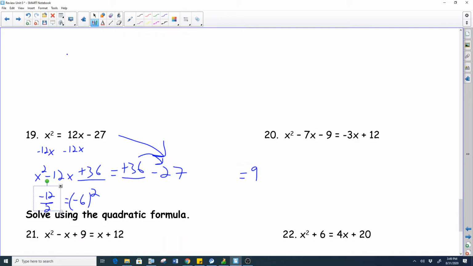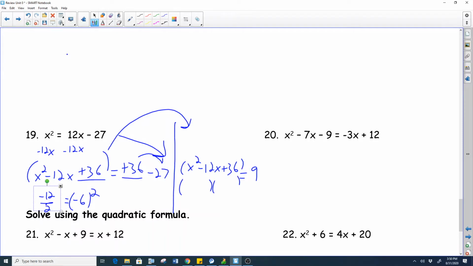So we have 9. And then over here, we're going to bring this whole thing over here now. So now we have our x squared minus 12x plus 36, which is what we're ready to factor now. So we're going to factor that. And really, if you want to see the pattern, the key is actually this. Whatever this is, that's what you're going to factor it into, remember?